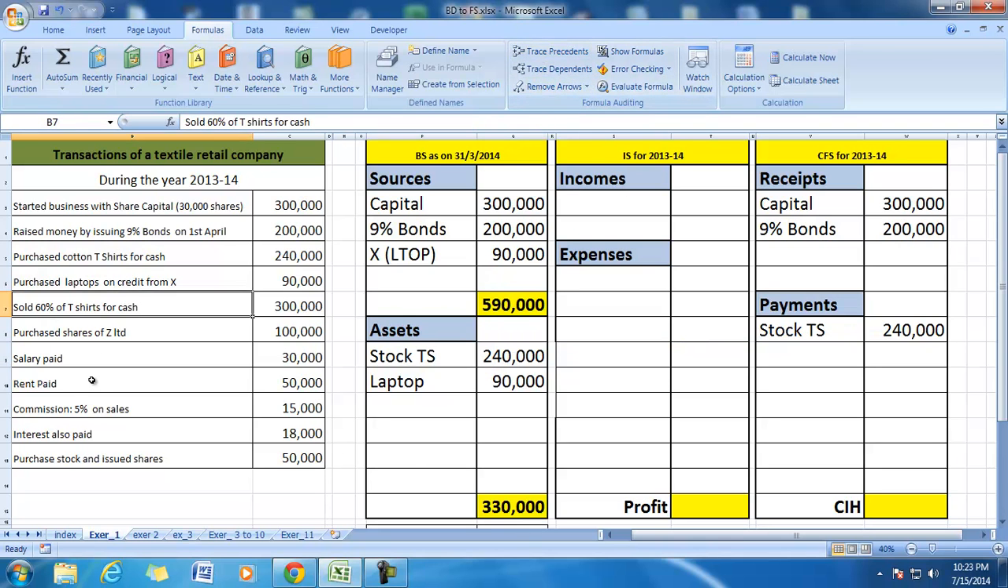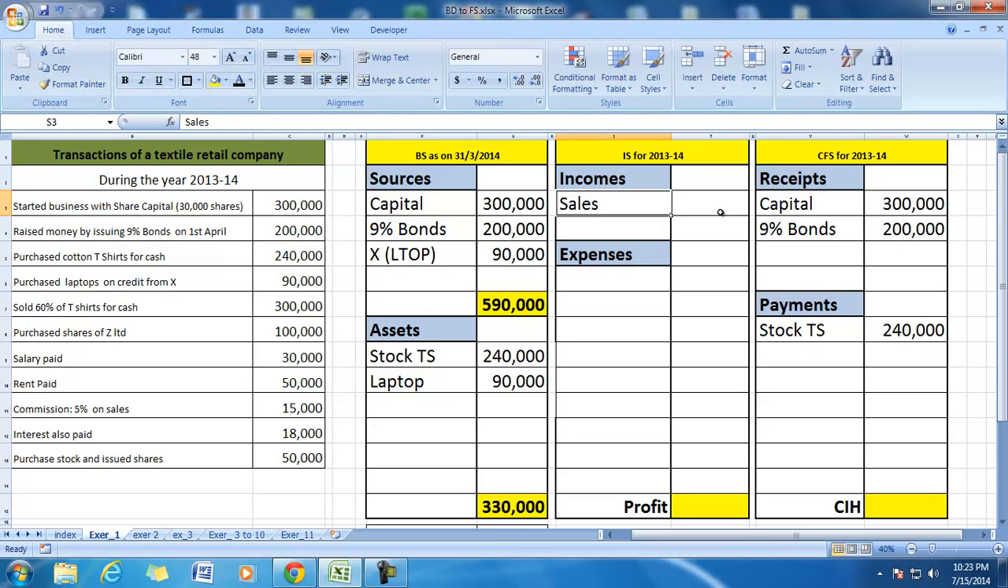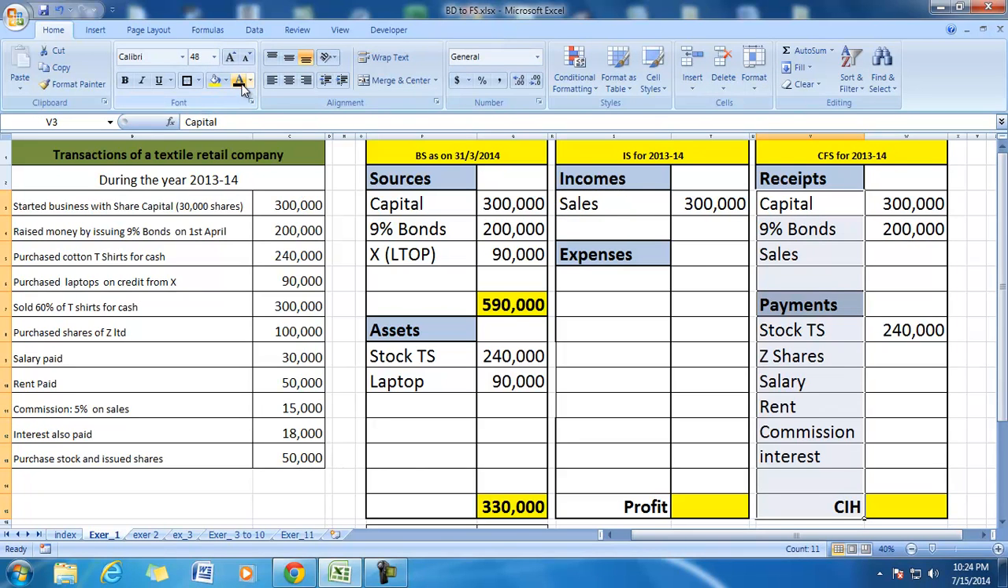Sold 60% of t-shirts for cash. This is the main business of the company, so this is an income. So income, in this case we call it sales, and the sales amount is 300,000, and 300,000 is the income for the company, and this income has been received during the period.